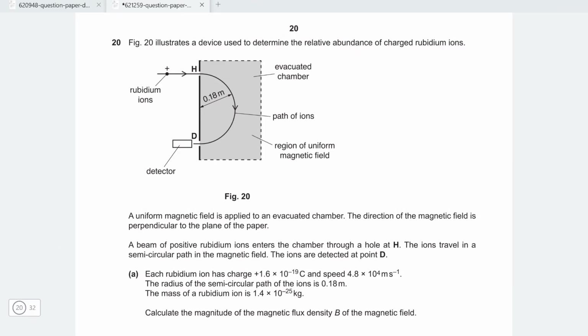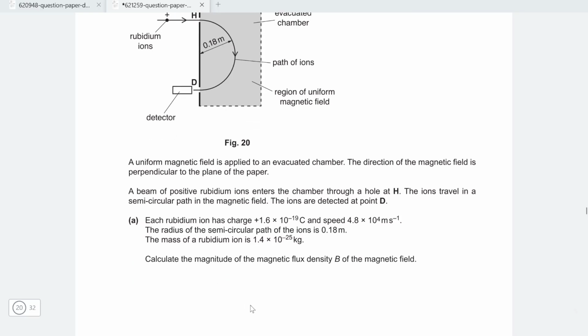Question 20. So we have figure 20 illustrating a device used to determine the relative abundance of charged rubidium ions. We have a uniform magnetic field applied to an evacuated chamber. We're given the direction of the magnetic field is perpendicular to the plane of the paper. And we're given that some particles are entering here and they're immediately going into circular motion. We're given quite a lot of data over here, which would be very, very useful to calculate the magnetic flux density of the magnetic field.